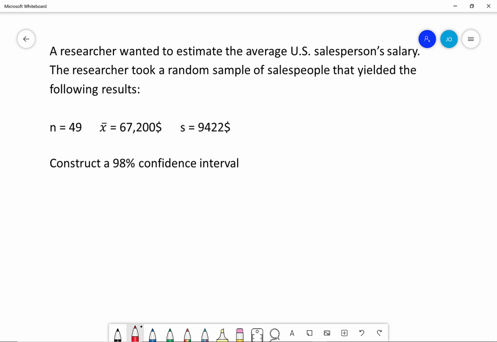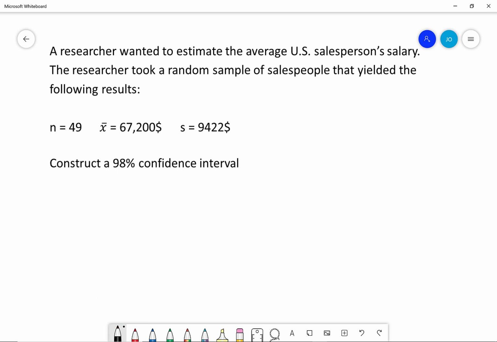For this problem, a researcher wanted to estimate the average U.S. salesperson salary, and they wanted to do so by creating a 98% confidence interval. So based on their sample of data, let's construct a 98% confidence interval.